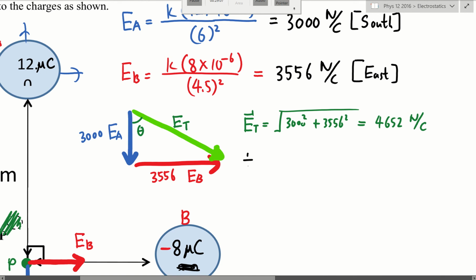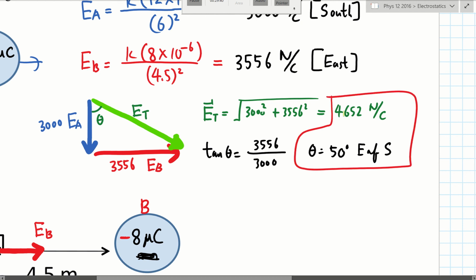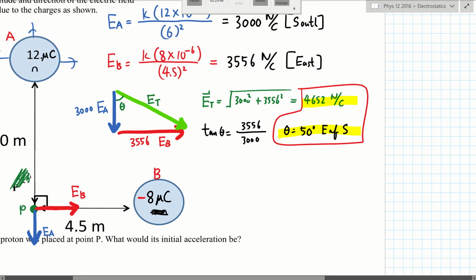And tangent for the angle, of course. So tangent theta is equal to, I usually do opposite over adjacent, so 3,556 over 3,000. And that will be 50 degrees. So 50 degrees. And what do we call this angle? So 50 degrees east of, touching south, but it's going to the east. So east of south, 50 degrees, east of south. East from south, right? There we go. So the final answer to this question is an electric field of 4,000-ish Newton per Coulomb at the end due to the two charges, and is pointing 50 degrees or so.